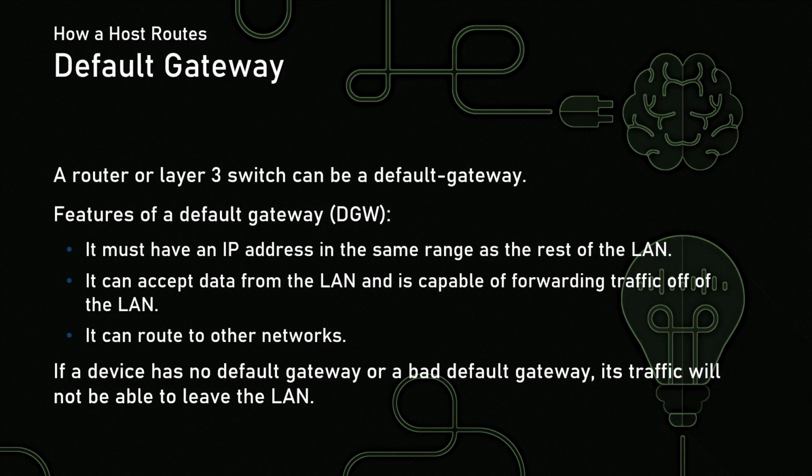The default gateway is an object that can handle communication between the local network and an external network. A router or layer 3 switch can act as the default gateway. Its features are that it must have an IP address in the same range as the rest of the LAN. It's usually the first available host address. It can accept data from the LAN and is capable of forwarding traffic from the LAN, and it can route to other networks. If a device has no default gateway or a bad default gateway, its traffic will not be able to leave the LAN. So we have to have that address preset in order to handle traffic that moves outside of a local network.